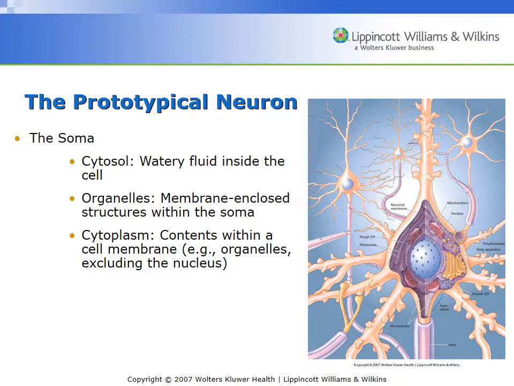So let's talk about a prototypic neuron. And let's begin with the soma. Soma, as you remember, is the cell body. It contains cytosol. It contains organelles, not unlike any other cell. It contains cytoplasm. And it has the same organelles that every other cell has. So from that perspective, it's no different than any other cell in our body. But wait, that's not all.